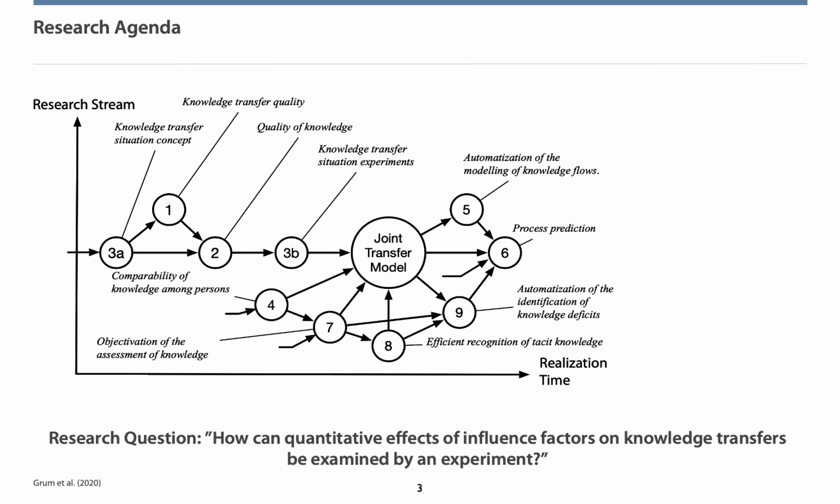Originally, we wanted to work out a research agenda and discuss relevant agenda items. However, we have identified current steps that all lead to the construction of one joint transfer model. Hence, we have posed the following research question. How can quantitative effects of influence factors on knowledge transfers be examined by an experiment so that a joint transfer model can be constructed?